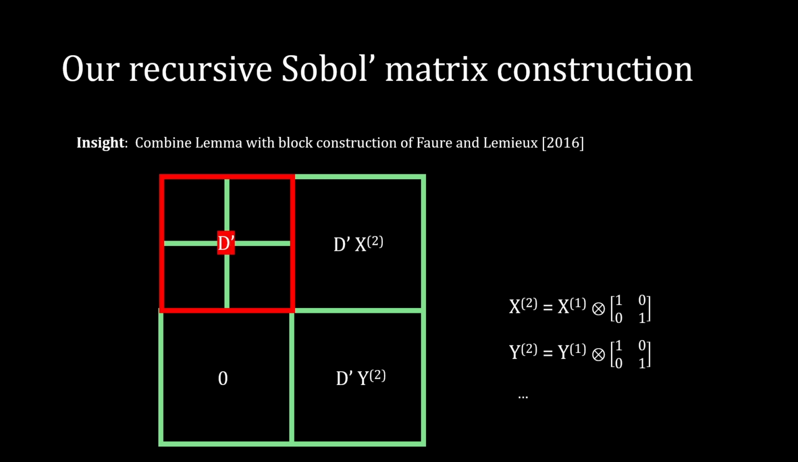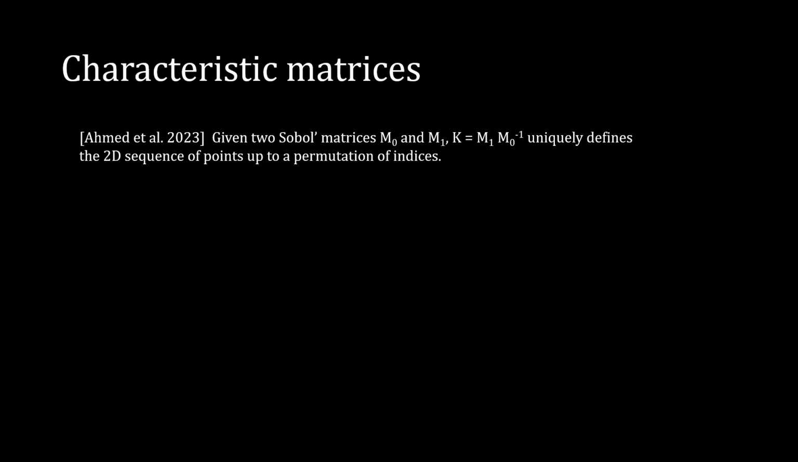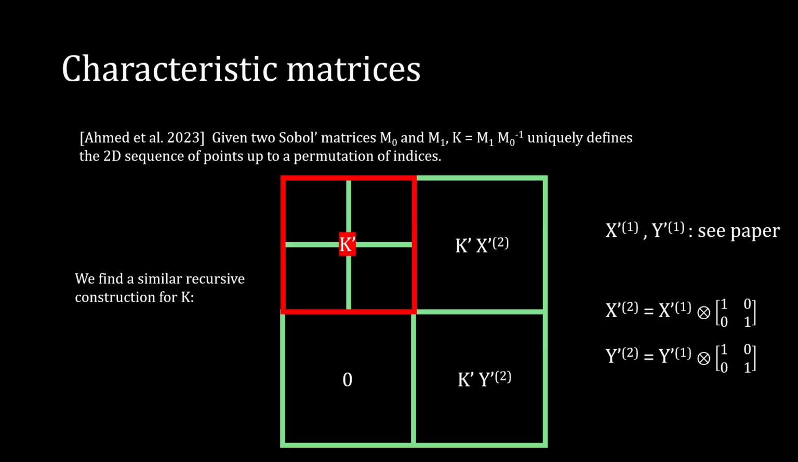The characteristic matrix of a 2D Sobol sequence, introduced by Ahmed and colleagues, consists of one Sobol matrix times the inverse of the other. It uniquely characterizes a 2D Sobol sequence up to a permutation of sample indices. We found that the characteristic matrix can also be constructed recursively in a similar way.